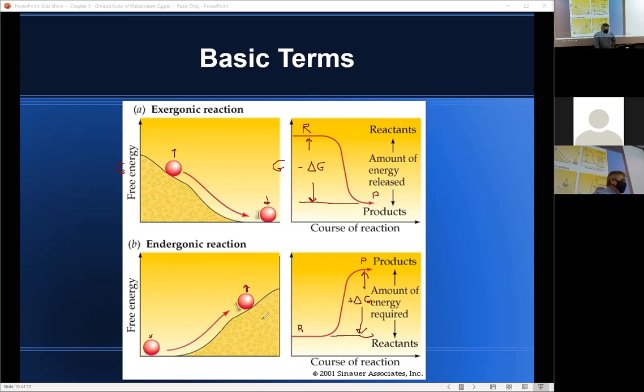Okay, did that answer your question, or should I go further? Okay, good. All right. Other questions? Anybody from Zoom have anything? Can you go over the light and dark reactions of photosynthesis? Sure.